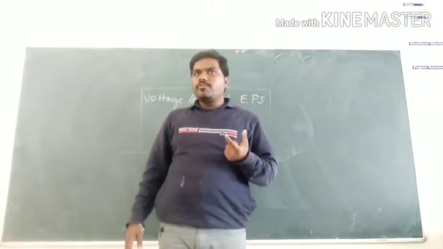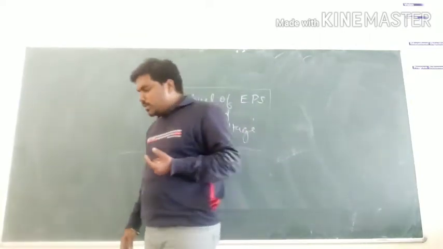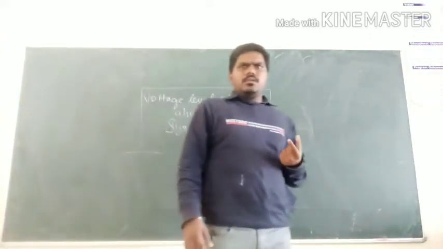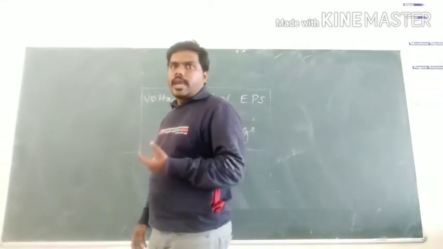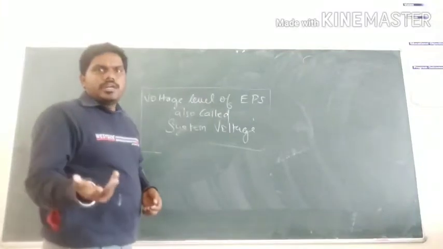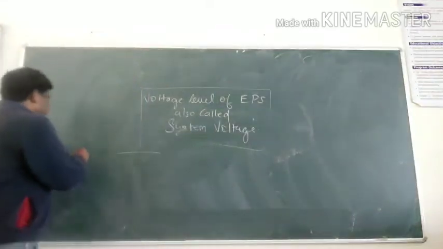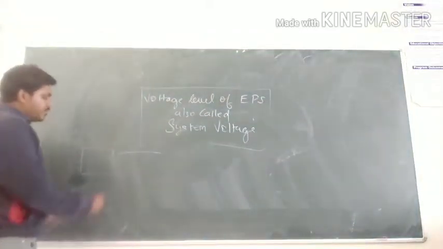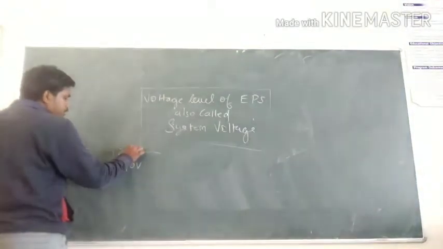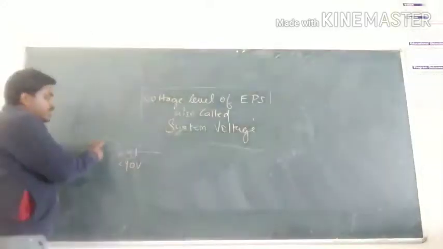Thus, the rated voltage of any electrical equipment is the highest voltage at which equipment can function within the thermal limit, without damaging or endangering the life of the equipment. Suppose it is 240 volts. If you give 241, then it can exceed its thermal limit and it can also get damaged.